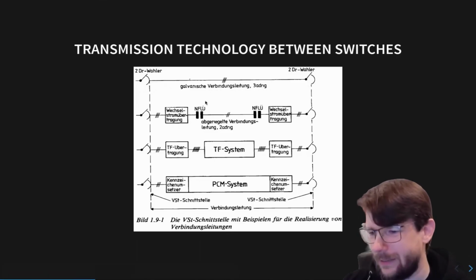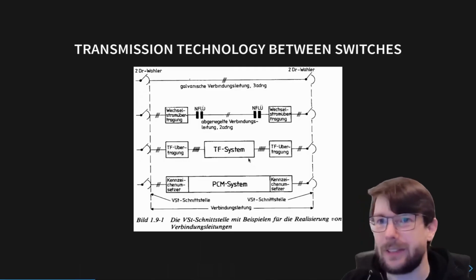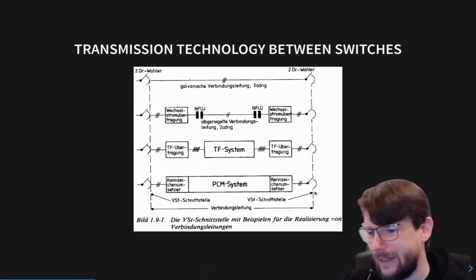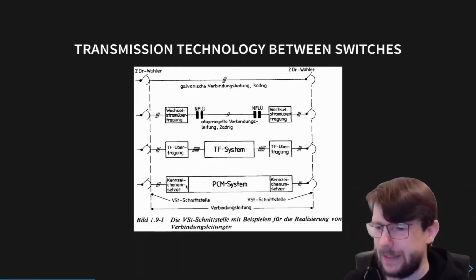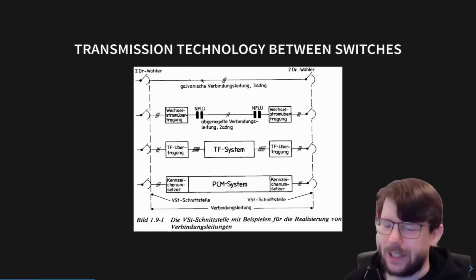baseband signal in the first case, or you have the AC coupled two-wire transmission in baseband here in the second line. And the third one is the carrier frequency or FDM system. And then at the bottom, we have the PCM system, the pulse code modulation, with the signal translator, the Kennzeichenumsetzer, which we will talk about later on as well. And all of these can be used interchangeably.